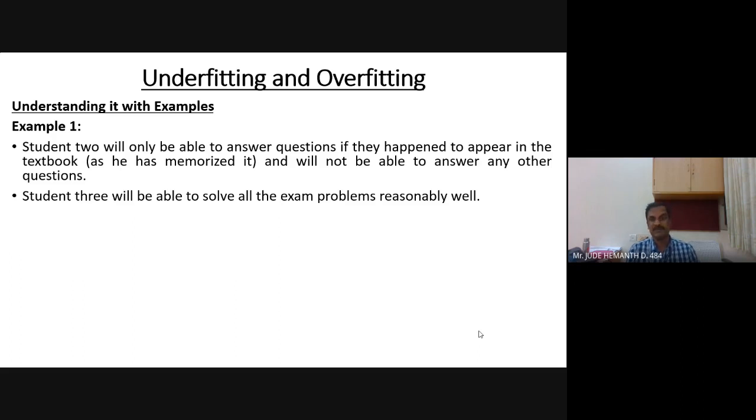Student 3 will be able to solve the exam reasonably well because he knows which is important and which is not important, and he gave importance to addition, subtraction, multiplication, and division. That is the best possible way. The first one is underfitting. Student number 2 is overfitting. Student number 3 is the proper fit, the exact fit. But do you know whether all these things are important?